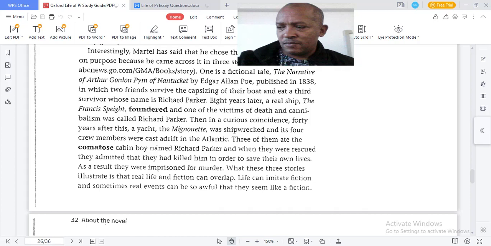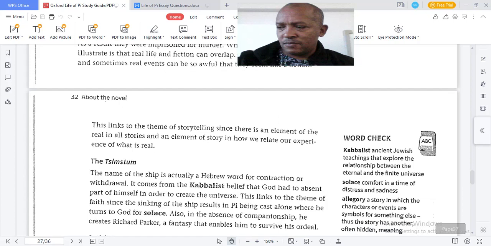Then in a curious coincidence, 40 years after this, a yacht, the Mignonette, was shipwrecked and its 4 crew members were cast adrift in the Atlantic. 3 of them ate the comatose cabin boy named Richard Parker. When they were rescued, they admitted that they had killed him in order to save their own lives. As a result, they were imprisoned for murder. What these 3 stories illustrate is that real life and fiction can overlap. Life can imitate fiction, and sometimes real events can be so awful that they seem fiction.